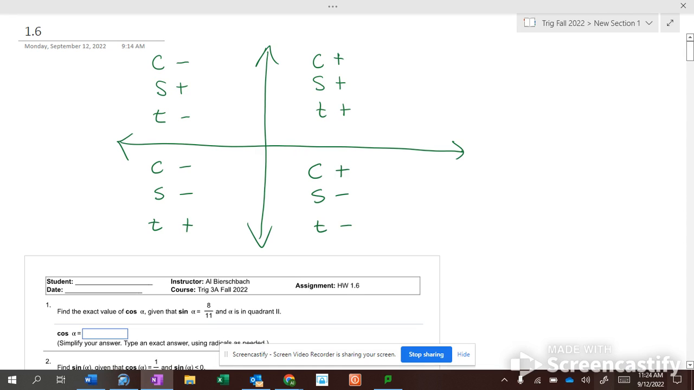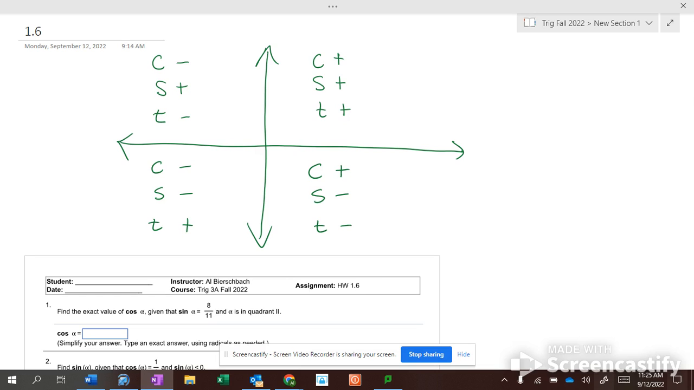So, now they're cofunctions. What's the cofunction of cosine? Secant. So, in quadrant 1, the secant will be positive. Quadrant 2, the secant will be negative. Quadrant 3, the secant will be negative. Quadrant 4, the secant will be positive. Same as the cosine.